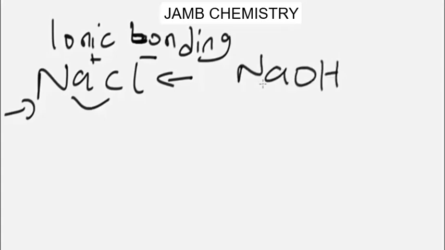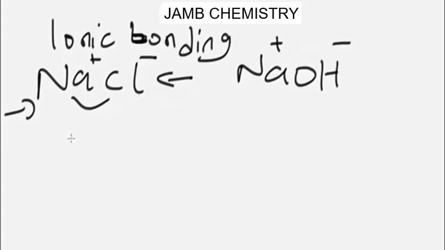Another typical example is sodium hydroxide. This sodium gives an electron, whereas this hydroxide, a radical, will receive the electron. This sodium is positively charged, this hydroxide is negatively charged. That's basically what is happening here, guys. It's a transfer of electron between a metal and a non-metal.